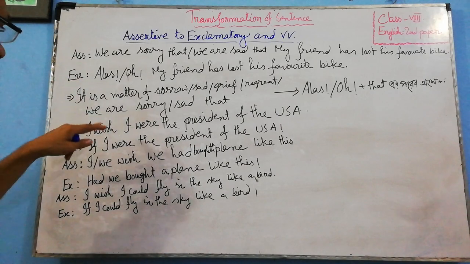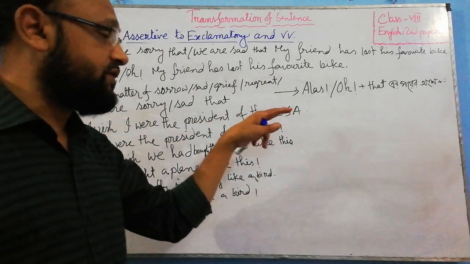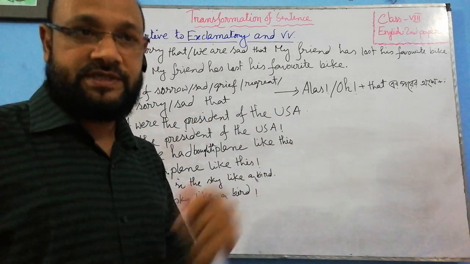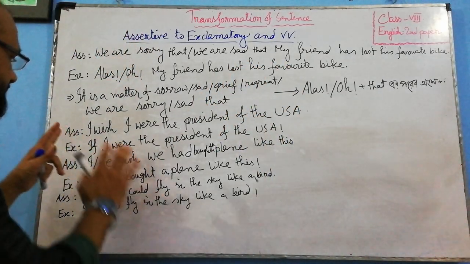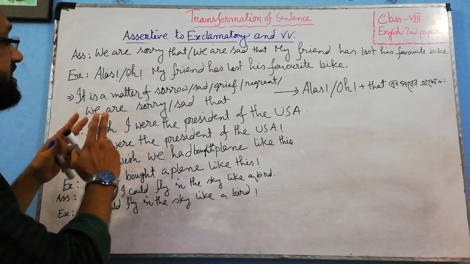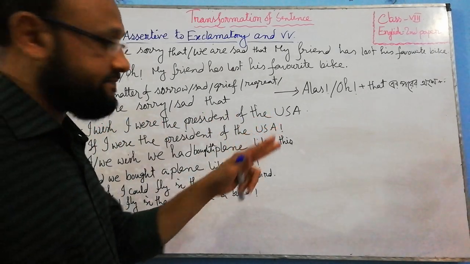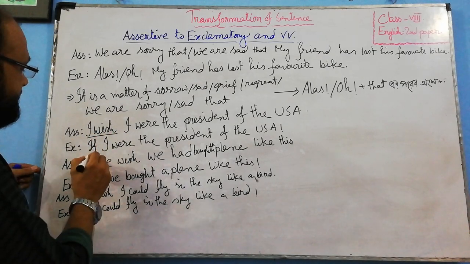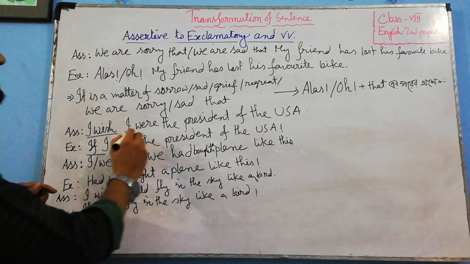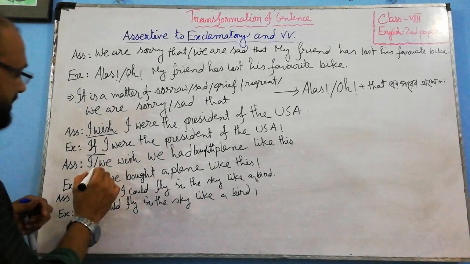Another type of sentence. I wish I were the president of the USA. Assertive one: I wish I were the president of the USA. And the exclamatory one: I wish. And here is if, plus the remaining part of the sentence.